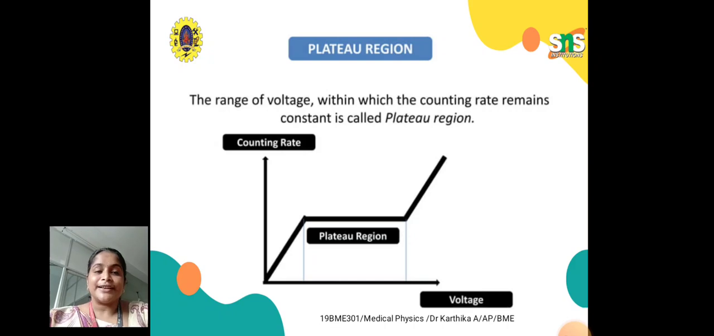Here, the range of voltage within which the counting rate remains constant is called the plateau region. Here we have counting rate and voltage as the x and y axes.